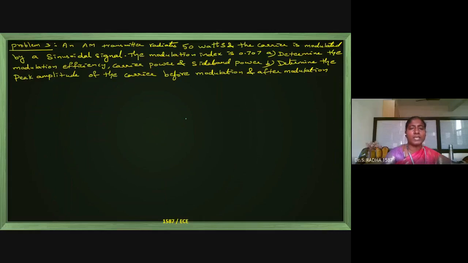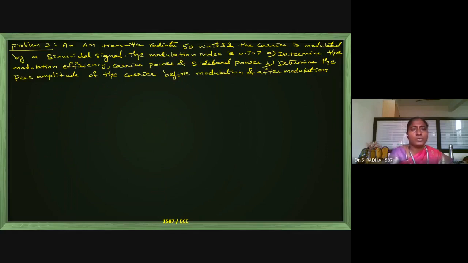An AM transmitter radiates 50 watts, and the carrier is modulated by a sinusoidal signal. The modulation index is 0.707. Part A: determine the modulation efficiency, carrier power, and sideband power. Part B: determine the peak amplitude of the carrier before modulation and after modulation.